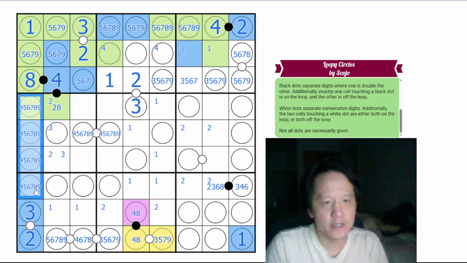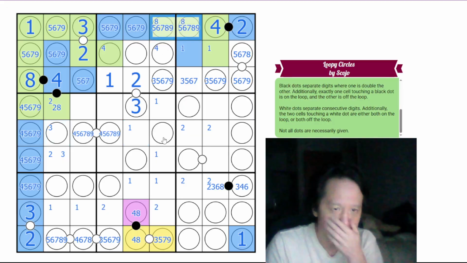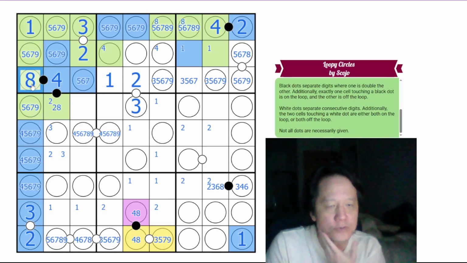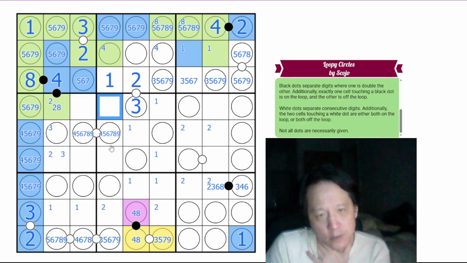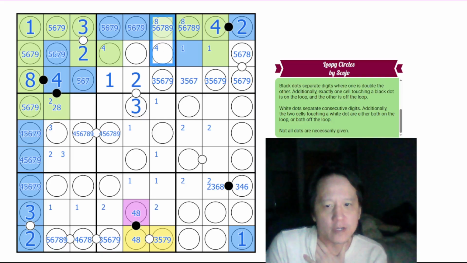So that means 8 is on the loop. So 8 cannot be here, which means 8 is one of these 2. This can't be 4 again, because these 3 digits are the same digits as these 3, which are on the loop. These 2 digits are the ones that are off the loop. This then has to go this way. 4 is in one of those 2.